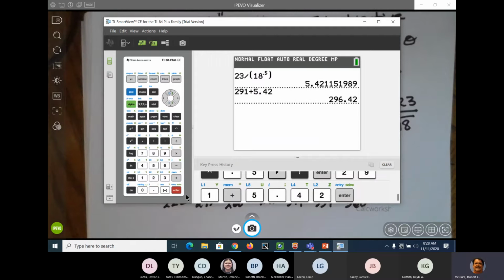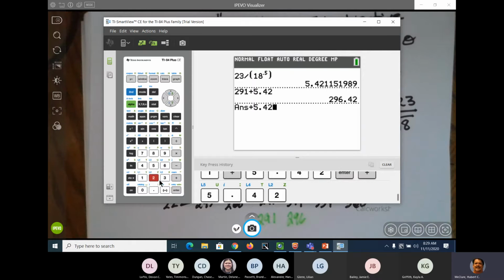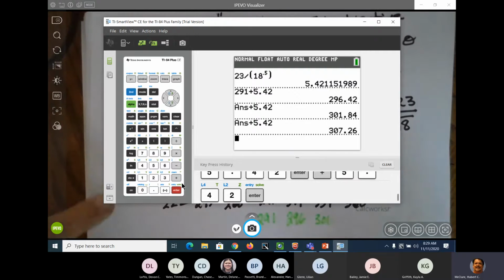So my new, let me use a green, and I'm going to put 291 right here. And my first one's going to be 296 plus 5.42, plus 5.42, 301, plus 5.42, 307.